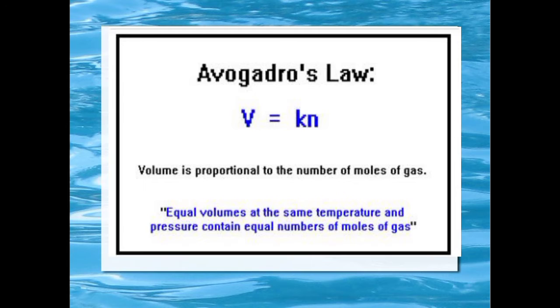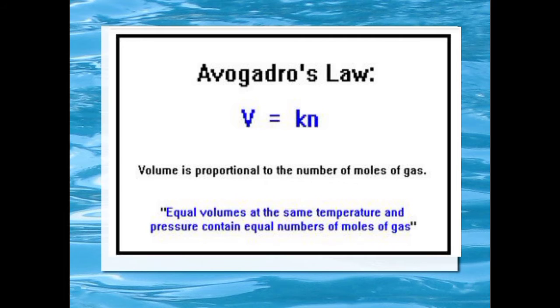Avogadro's law states that volume is proportional to the number of moles of gas. In this, the pressure and temperature will be constant. Equal volumes at the same temperature and pressure contain an equal number of moles of gas. That is, if you take a certain volume of gas, it contains a certain amount of moles. If we take the same volume of different gases, all gases have the same number of moles.